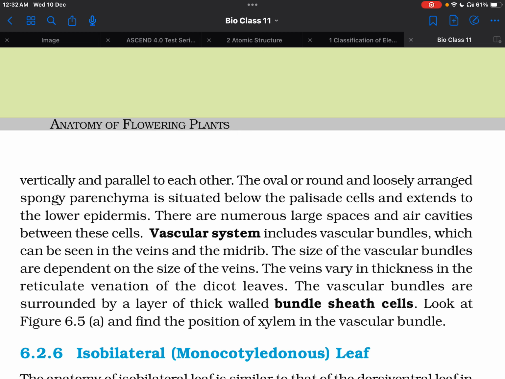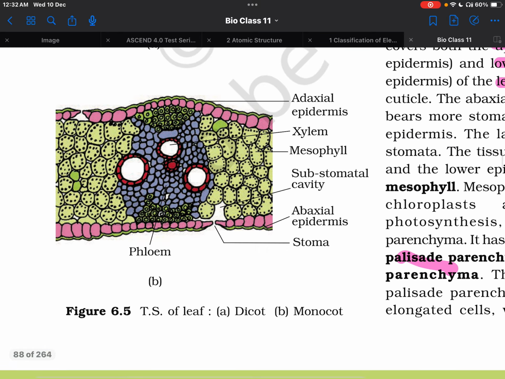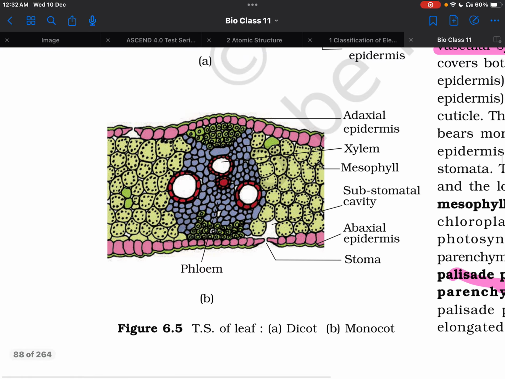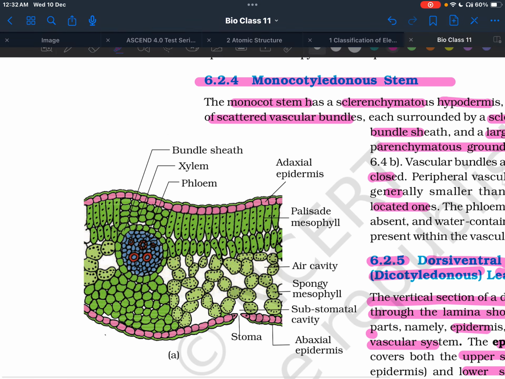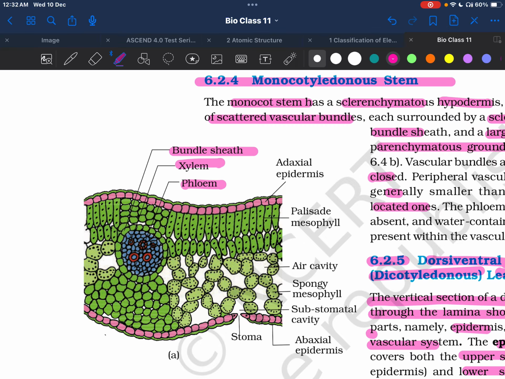Vascular system includes vascular bundles which can be seen in the veins and the midrib. The size of vascular bundles depends on the size of the veins. The veins vary in thickness in the reticulate venation of the dicot leaf. The vascular bundles are surrounded by a layer of thick-walled bundle sheath cells. Look at figure 6.5a and find the position of xylem in the vascular bundles. Transverse section of leaf, dicot: bundle sheath, xylem, phloem, adaxial epidermis, palisade mesophyll, air cavity, spongy mesophyll, substomatal cavity, stoma, abaxial epidermis.